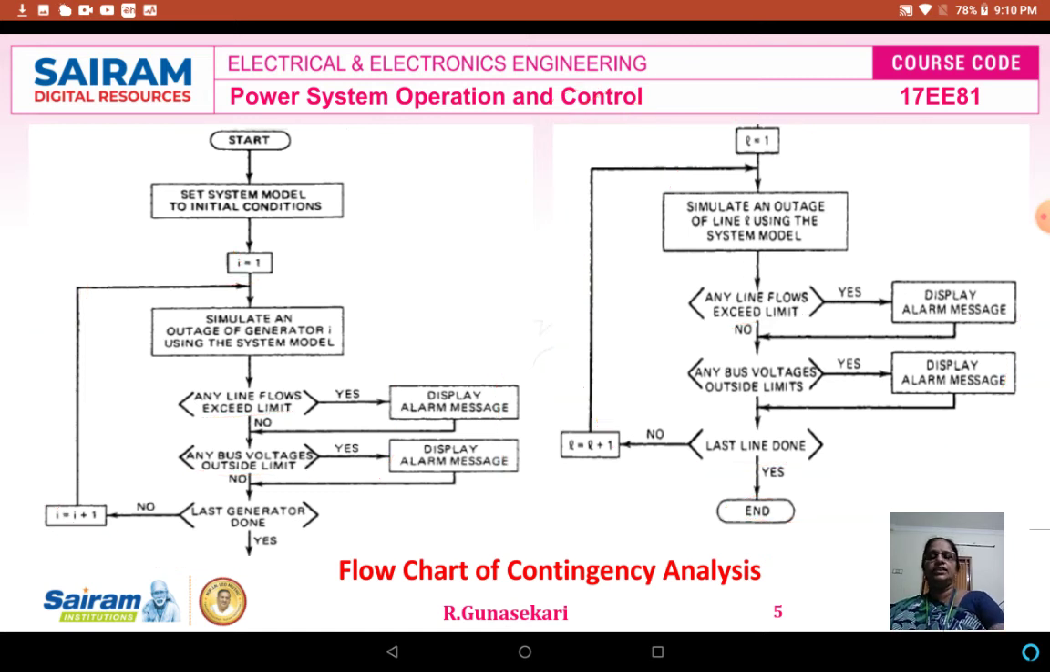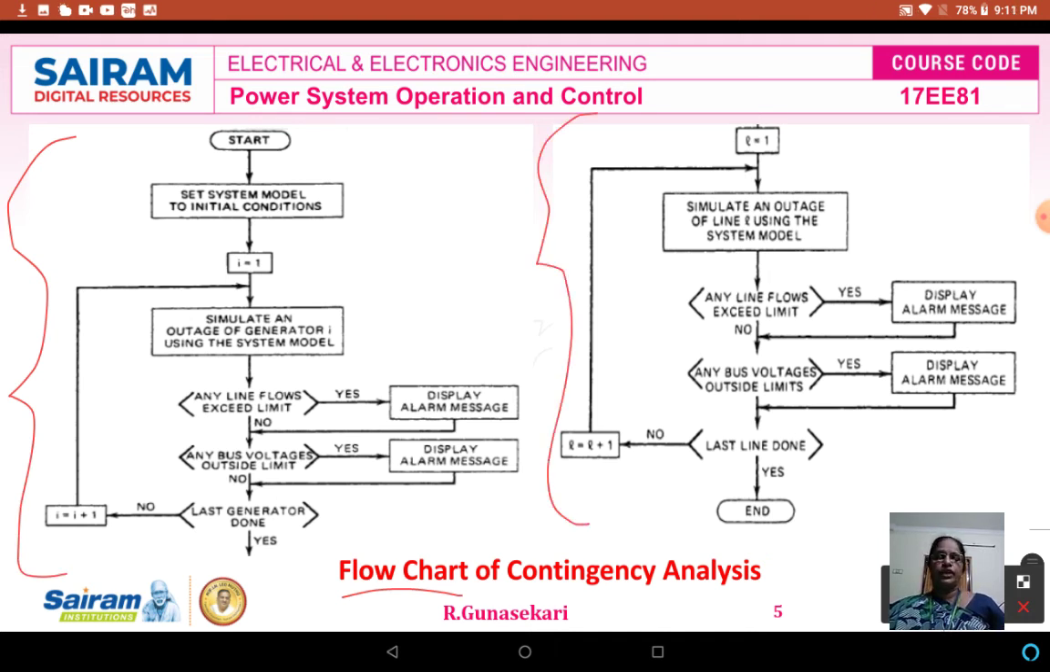The contingency analysis procedure is explained with the help of the flow chart. So the first half is nothing but the generator outages. The second half is nothing but the line outages. I already told these two factors. Which factors? Transmission line outages and generator outages affect the power system security. If we analyze these two properly and rectify them, then our power system is in stable operation and it is reliable.